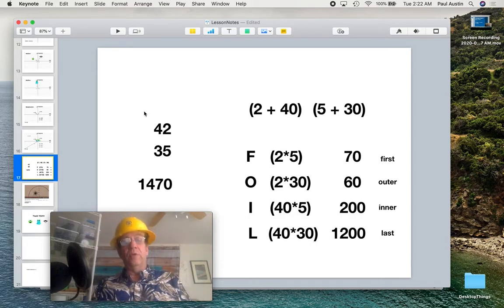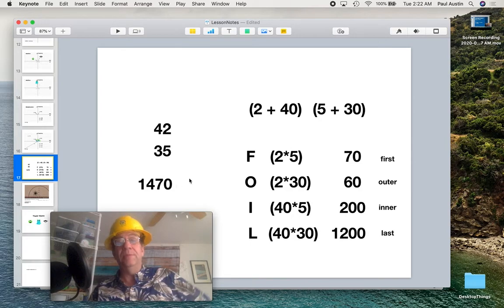Because consider 42 times 35. Well, what would you do? You'd do something like 5 times 2 plus 5 times 4. And then you'd do 3 times 2 plus 3 times 4, but you'd shift it over a digit. You add it up and you get 1470. Now maybe the new math has a way of doing it, but it's probably just an estimate.